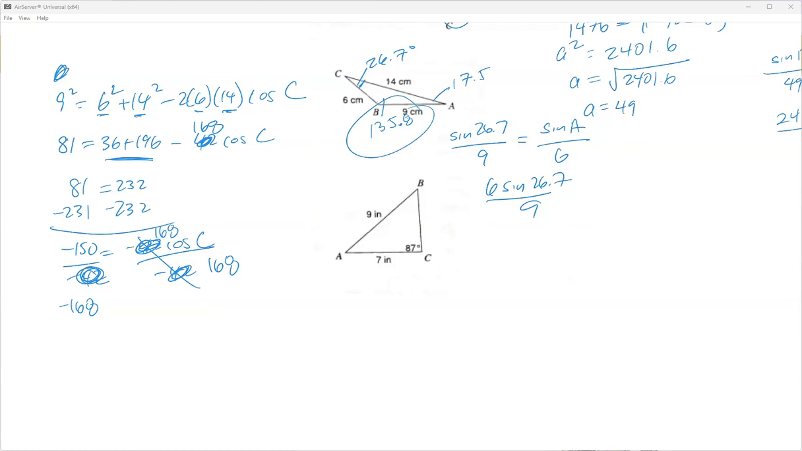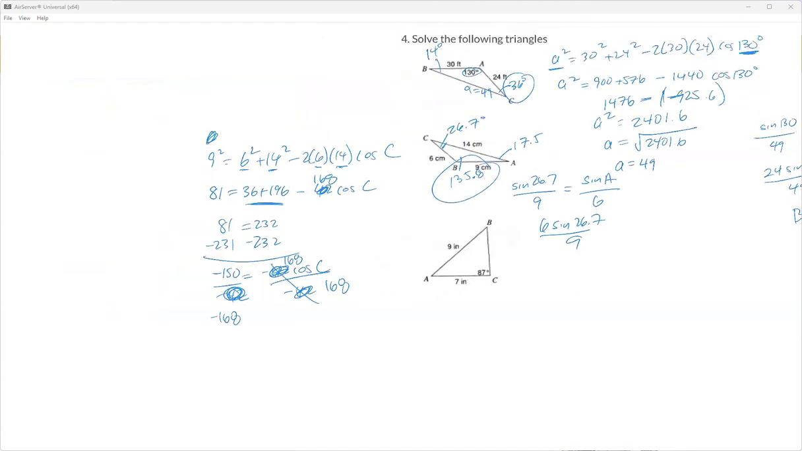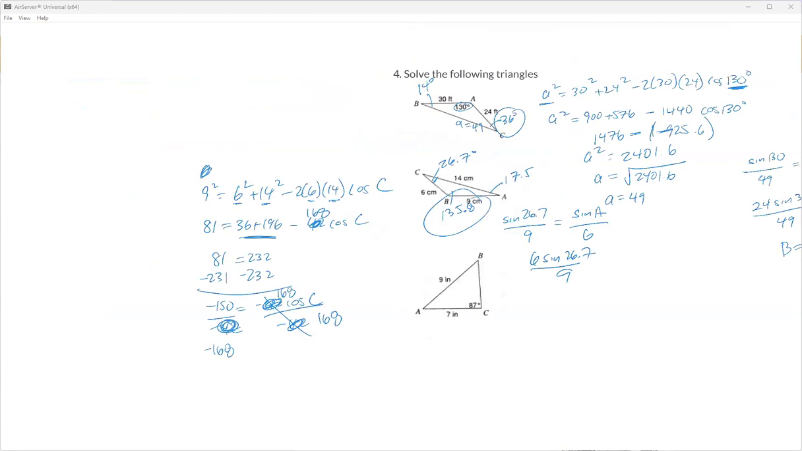Are we good with number 3? Do you guys want to do the third one, or you guys feel like you're good? The third triangle. There's 1, 2, and 3. All right, let's do it, because it's a lot of sine.